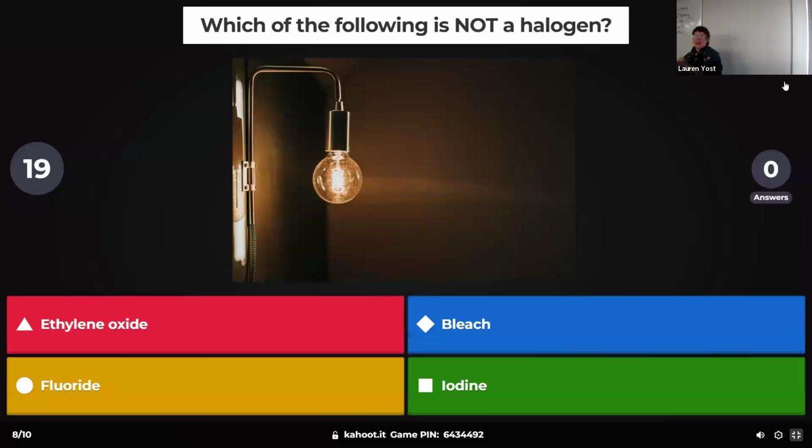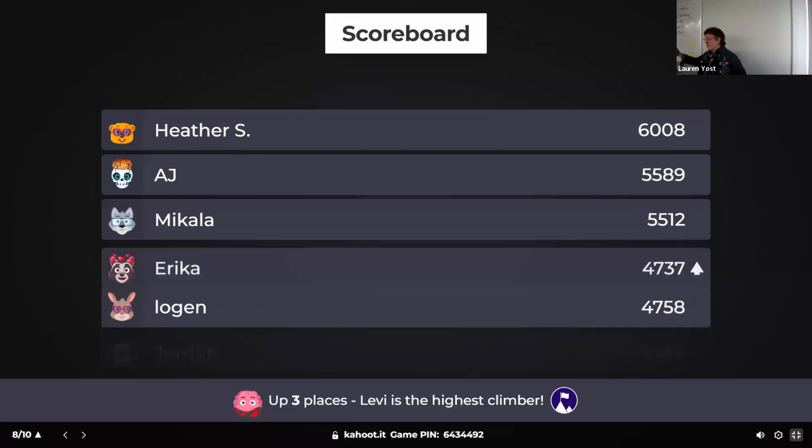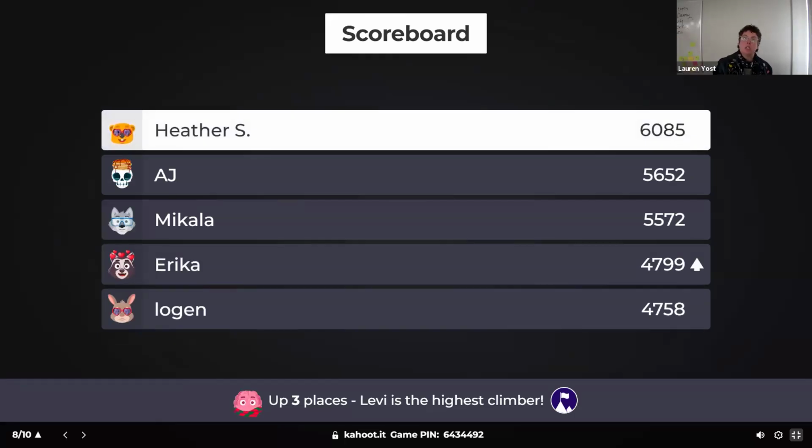So which of the following is not a halogen? All right, so a lot of us got this one. This is ethylene oxide. That was our gas that we can use as a chemiclave, remember, a chemical to treat everything in the room. But bleach, fluoride, and iodine, like fluorine, bromine, chlorine, and iodine, are all our actual halogens. That's the second column over from the right on our periodic table of elements. Those all fall into that halogen category, and if used in the right concentrations for the right amount of time, can potentially sterilize.